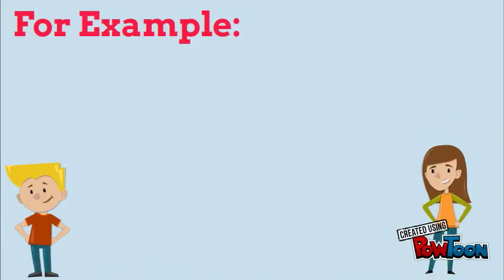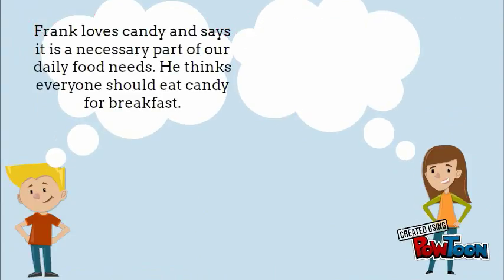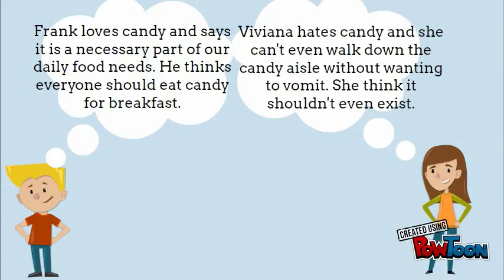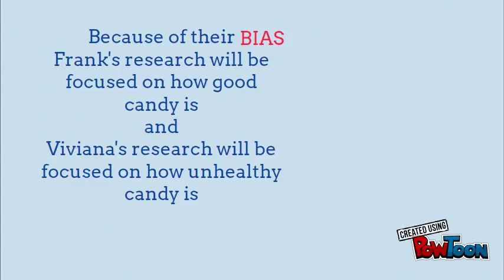For example, both Frank and Viviana have been asked to research and write about candy. Frank loves candy and says it is a necessary part of our daily food needs. He thinks everyone should eat candy for breakfast. Viviana hates candy and can't even walk down the candy aisle without wanting to vomit. She thinks it shouldn't even exist. Because of their bias, Frank's research will be focused on how good candy is, and Viviana's research will be focused on how unhealthy candy is.